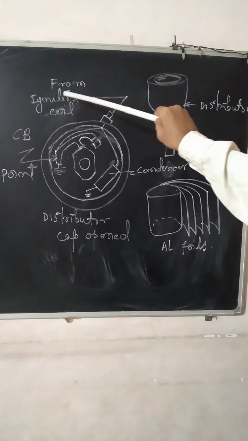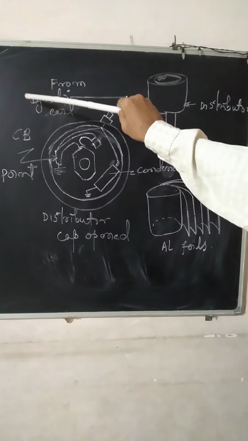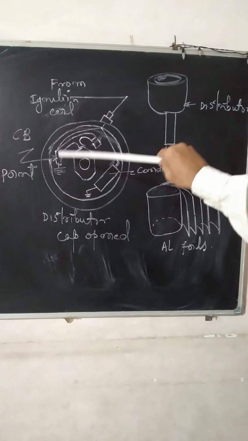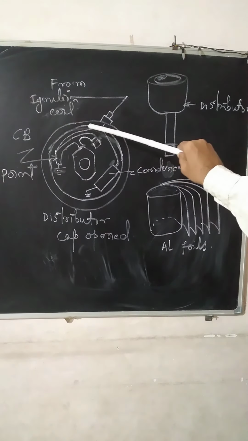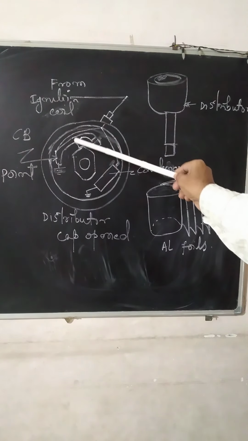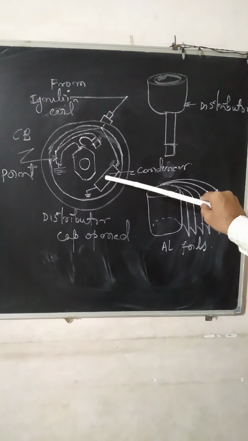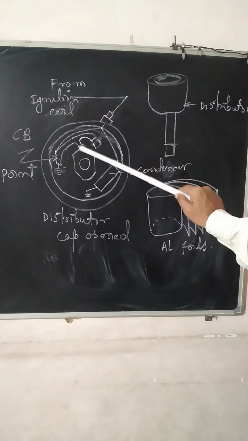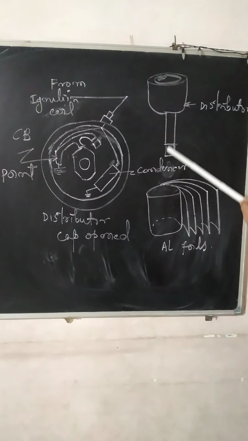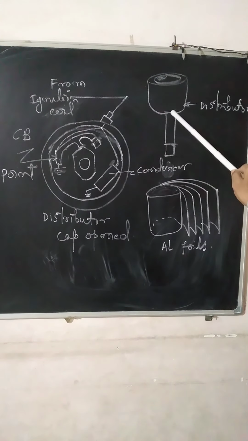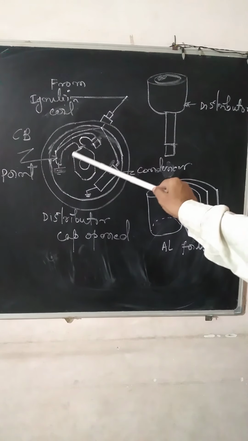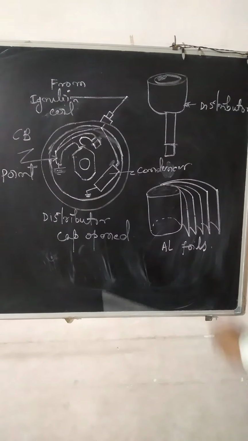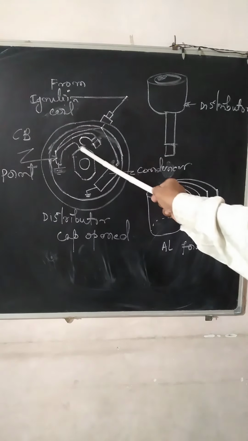So the primary coil of the ignition coil is connected to the terminal of the contact breaker point, and the other end is grounded over here. Across this CB point, the condenser is connected. This is the center, connected to the camshaft, and over here there are cam lobes, similar to a cam. The number of lobes depends on the number of cylinders.